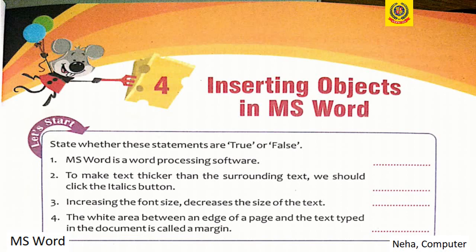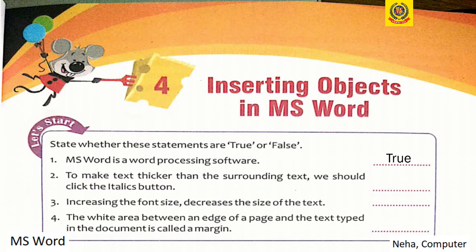It is true. Word processing software means that whatever we type in Microsoft Word, we can edit that, we can do the corrections, we can add objects in it. So that is the processing which we do in MS Word. So it is known as word processing software.